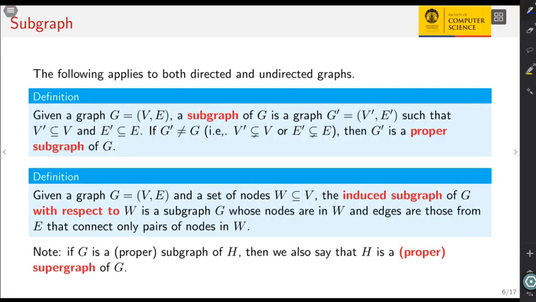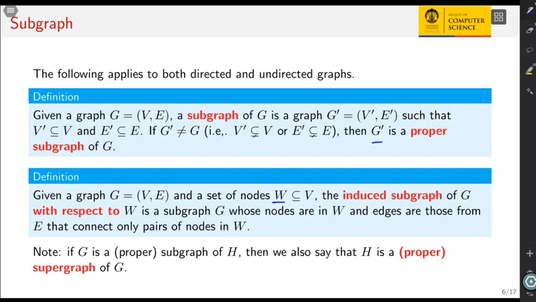Now the second operation, the subgraph operation, that is, from a graph we could define a subgraph. A subgraph of a graph is simply another graph where the nodes are a subset of the original graph and the set of edges is a subset of the original set of edges. If you get a proper subset in any of those pair of nodes or edges, then the subgraph is actually a proper subgraph. Now sometimes we want to take a subgraph of a graph by considering a particular set of nodes.